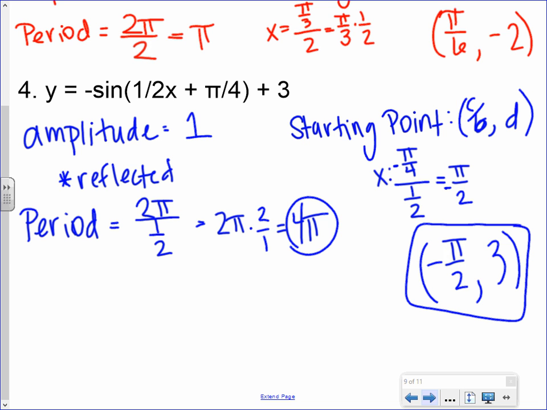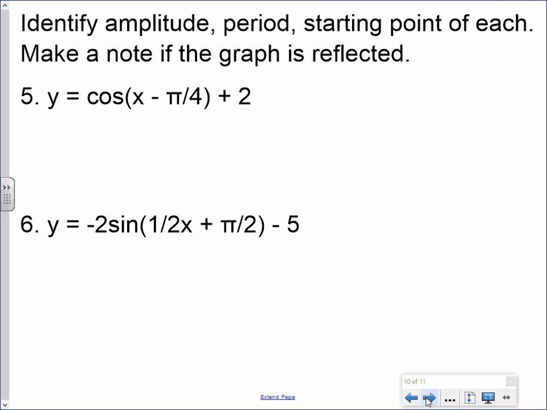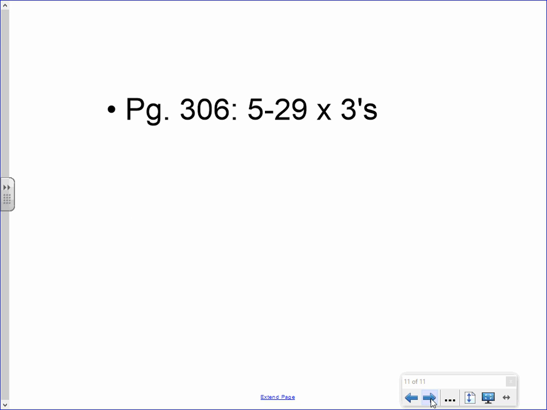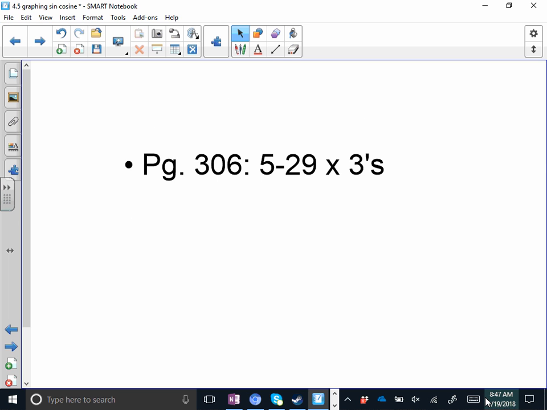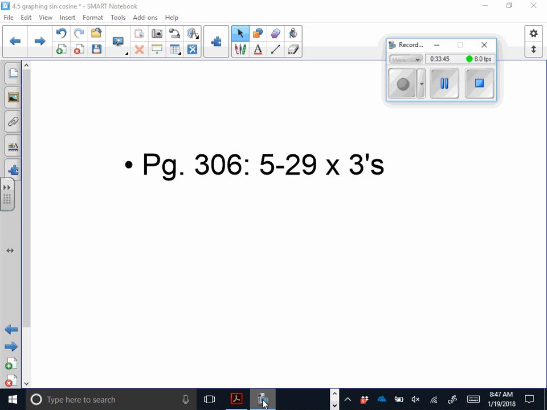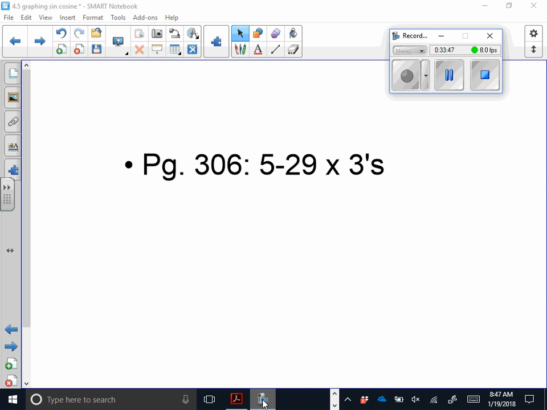Okay. Questions before we pack up? We're ready to roll here today. Okay, so you have an assignment. Please make sure that you complete your assignment, okay? To have the most productive lesson on Monday, I really need you to do your homework and come in here with an understanding of identifying amplitude, period, and starting point. Because we're going to start from there and build our graphs on Monday.